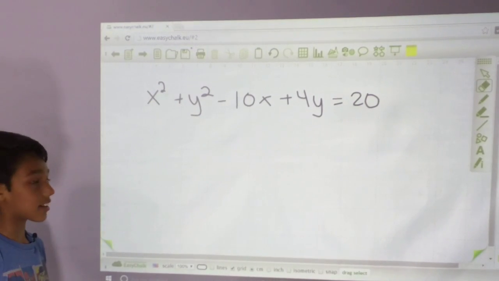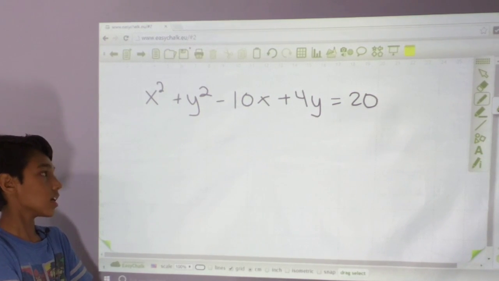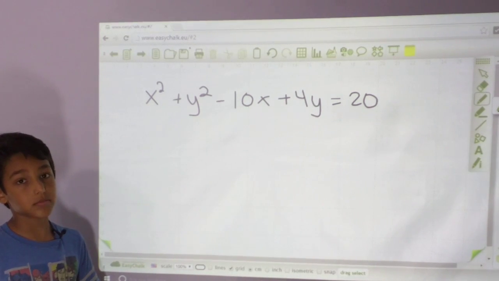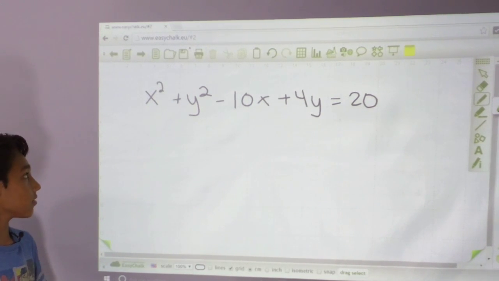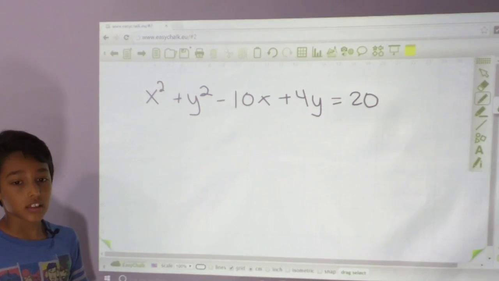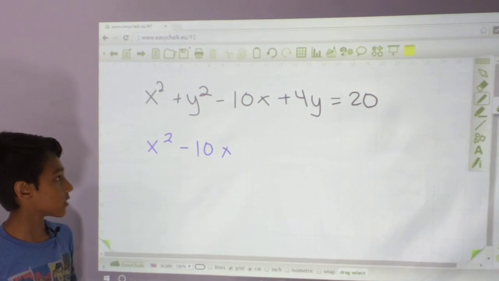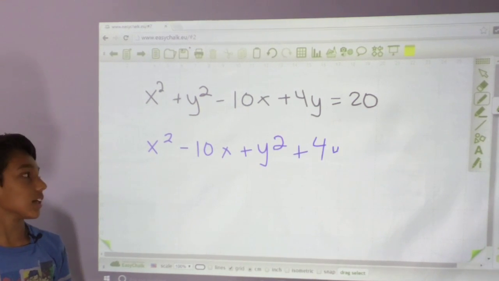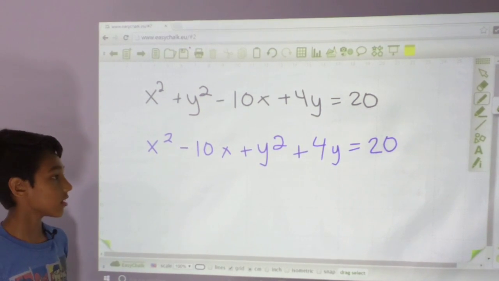Okay, so let's get started with the problem. So we have here x squared plus y squared minus 10x plus 4y equals 20. Now we're going to rearrange this problem to make it easier to complete the square. So what we need to do is rearrange it into this: x squared minus 10x plus y squared plus 4y equals 20. Now this is more organized, and we can complete the square easier.